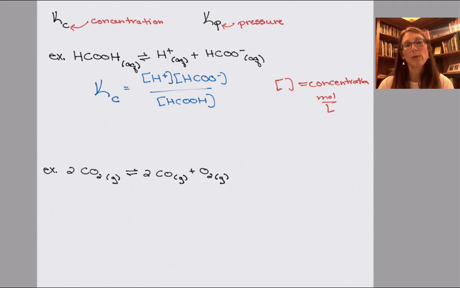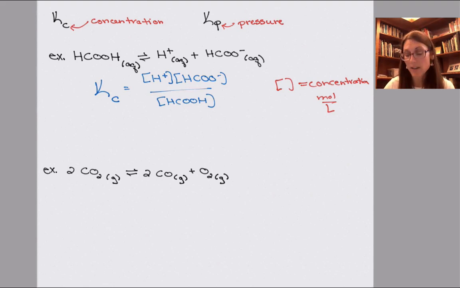Similarly, we can write an equilibrium constant expression for a gas. For a gas, we could use concentration because we have moles of the particle in a particular number of liters of that gaseous container. We can also talk about it in terms of pressure, which can be more convenient to measure for a gas.